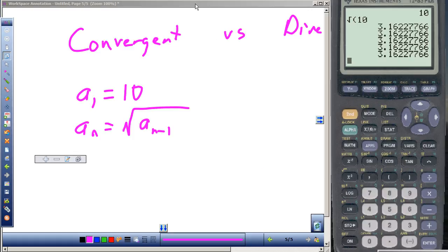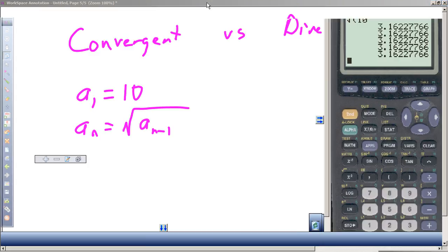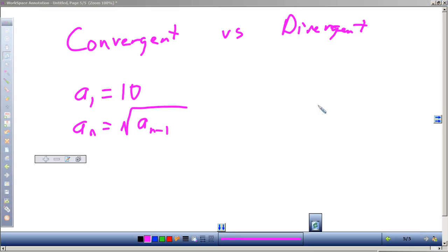So what's A2? It is 3.162277766, whatever. Is this a sequence or a series? Okay, this is a sequence, because it keeps going closer and closer to a number if we kept putting these numbers in.